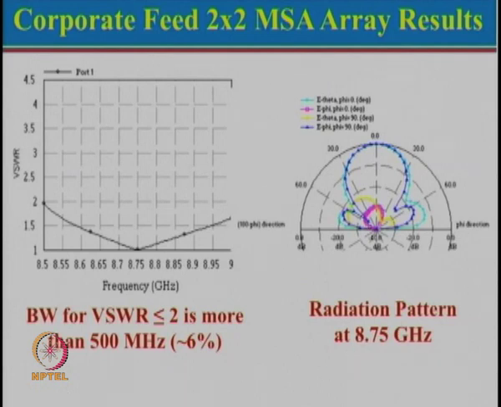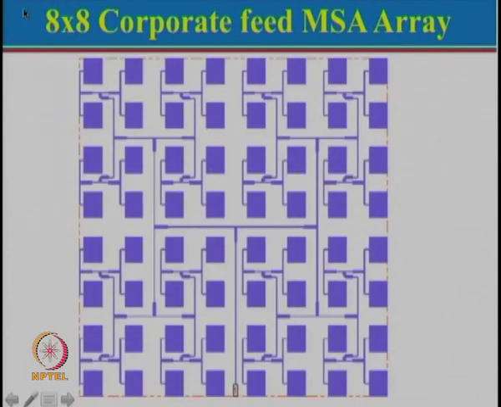Now, let us just look at another example, which is now an 8 by 8 corporate feed microstrip antenna array. So, just to tell you now, suppose we have this 2 by 2 array which I discussed earlier. So, this 2 by 2 array, and then let us look at this 2 by 2 array. So, for these 2 by 2 arrays here, one set here and one set here, you can see that this 50 ohm is now impedance transformed to 100 ohm.